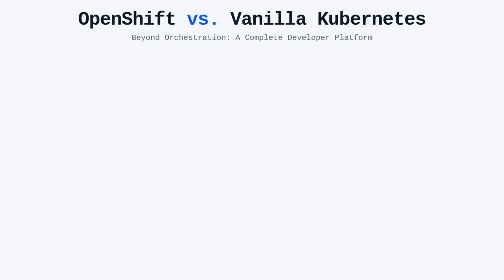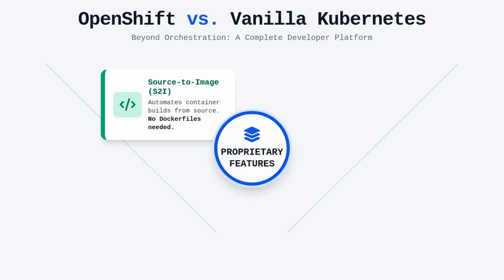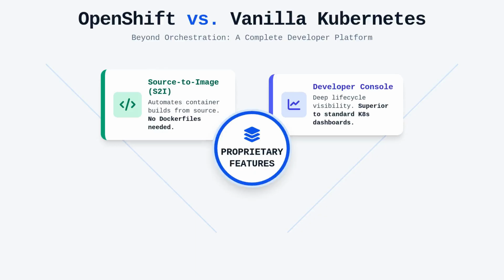What makes OpenShift fundamentally different from a vanilla Kubernetes installation is the set of proprietary developer-centric features integrated into the core platform. A prime example is the source-to-image mechanism, which automates the construction of reproducible container images from your source code without requiring you to manually write and maintain complex Dockerfiles for every microservice. Beyond the build process, you gain access to a customized developer console that provides visibility into the application lifecycle that standard Kubernetes dashboards often struggle to surface intuitively.